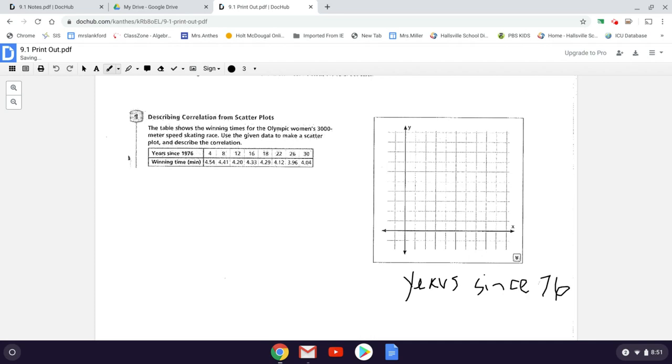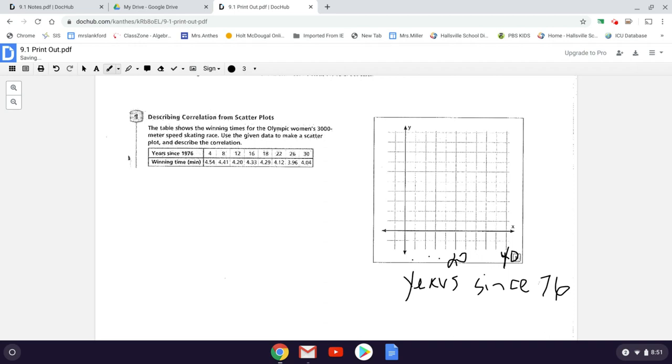Years since 76, and each one of these boxes is going to go by 4. So this would be 4, 8, 12, 16, 20, 24, 28, 32, 36, 40 right here. And I cannot write very clearly.